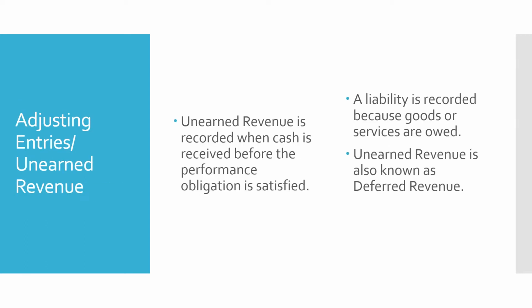So first, we're going to be taking a look at that unearned revenue account. We know that we record unearned revenue when cash is received before the performance obligation is satisfied. So in that case, we debit cash and we credit unearned revenue, which is a liability account. So when we receive the cash and we increase unearned revenue, that shows that we owe goods or services. The unearned revenue account is also known as deferred revenue.